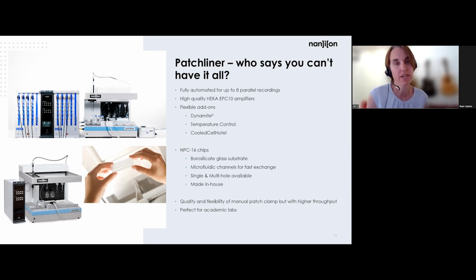The chip on the Patchliner is the MPC16 chip. This, like all of the chips from Nanion, has a planar borosilicate glass layer with a hole in each well. But with the Patchliner chip, it's sandwiched between 2 plastic molds, making microfluidic channels. And this means that exchange of the solution is very fast. And it's really the flexibility and the quality of recordings that you get with the Patchliner, coupled with its higher throughput compared with manual patch clamp, which really makes it perfect for academic labs.